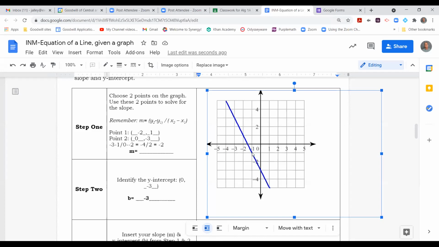Down 2 over 1, I'm on the line again. Down 2 over 1, or start at the bottom. Up 2, left 1, up 2, left 1. That's what the slope means. Remember, it's got to be a consistent change, consistent rise over consistent run. Up and over. Up's positive, down's negative, left's negative, right's positive. The combination of those signs is going to tell you what your slope is in the end.